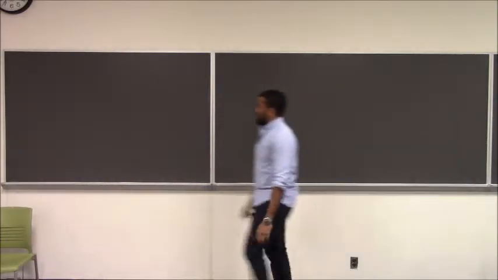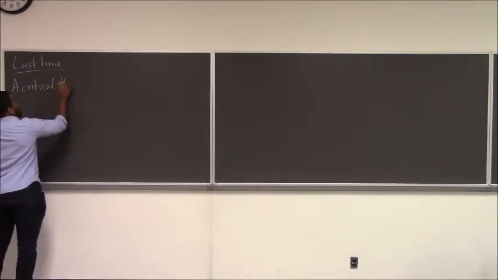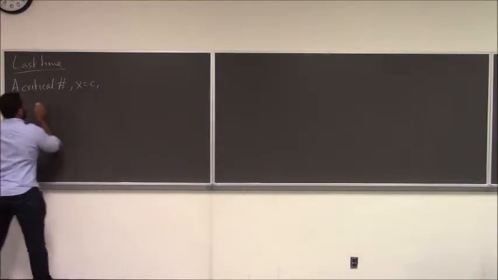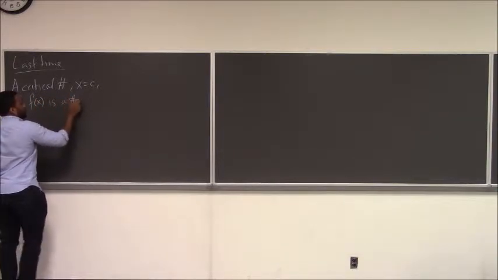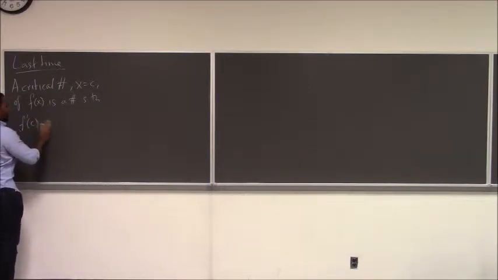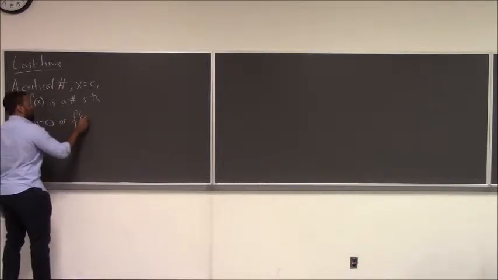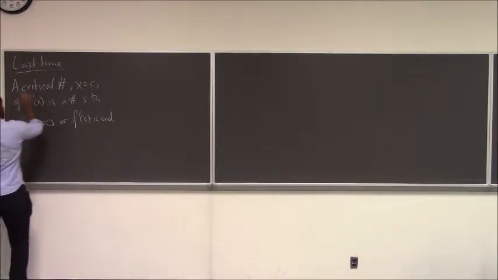So let's see where we left off last time. We ended the class talking about what a critical point, or a critical number, is. A critical number of f(x) is a number c such that f'(c) is equal to 0, or f'(c) is undefined. So this was what we called a critical number.